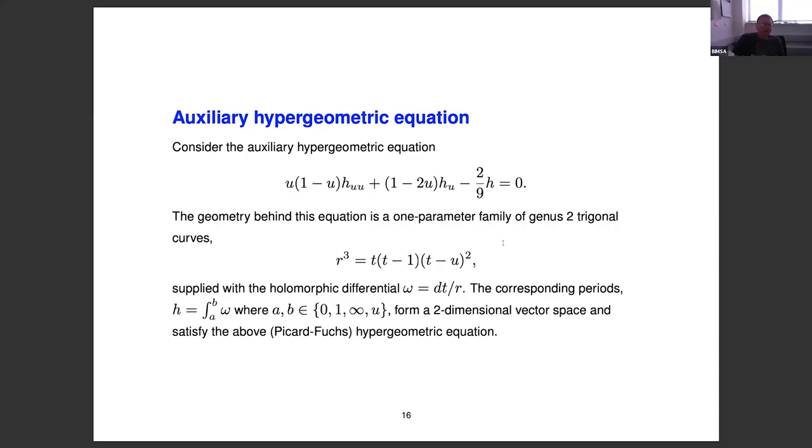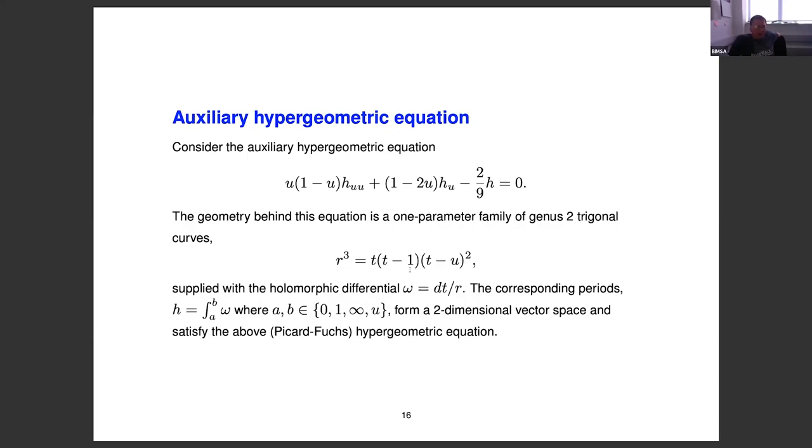It turns out that we need to introduce this family of curves. They're plane algebraic curves on the R T plane. So we have a plane with coordinates R and T. U is a parameter, precisely this parameter. So these curves have genus two, and since we have this R cubed here, they're called trigonal. These are genus two trigonal curves. Sometimes they're called Picard-Fuchs curves, Picard curves, right? Picard curves.